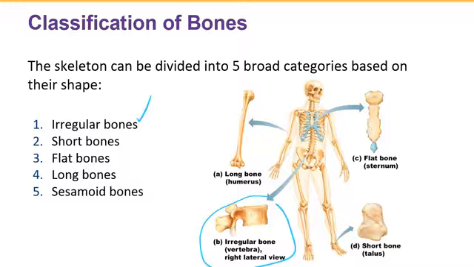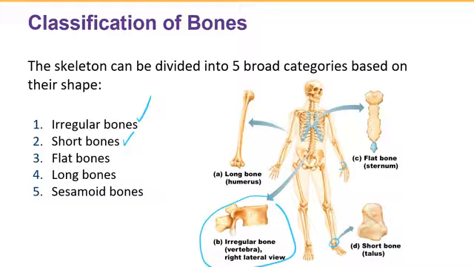What are the short bones? So actually short bones are cube shaped. Like the bones we have in our wrist, the bones we have in our ankle, these are short bones. So basically these are cube shaped bones.